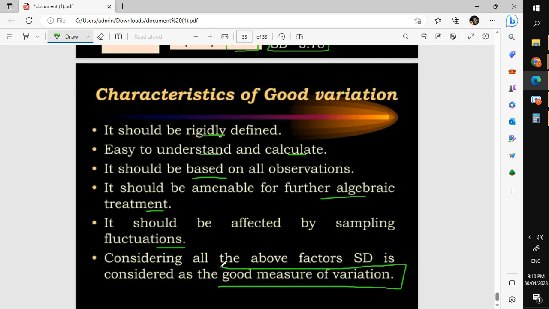and considering all the above factors, standard deviation is considered as the good measure of variation. That's why kung makakita lagi mo pag sa stats sa research, or have you ever conducted a research, or if you have ever tried reading the results and discussion of a particular research, ang kasagaran didto mugawas na measure of variation or ginagamit na measure of variation is the standard deviation. As for the measure of central tendency, ang kasagaran ginagamit is the mean.